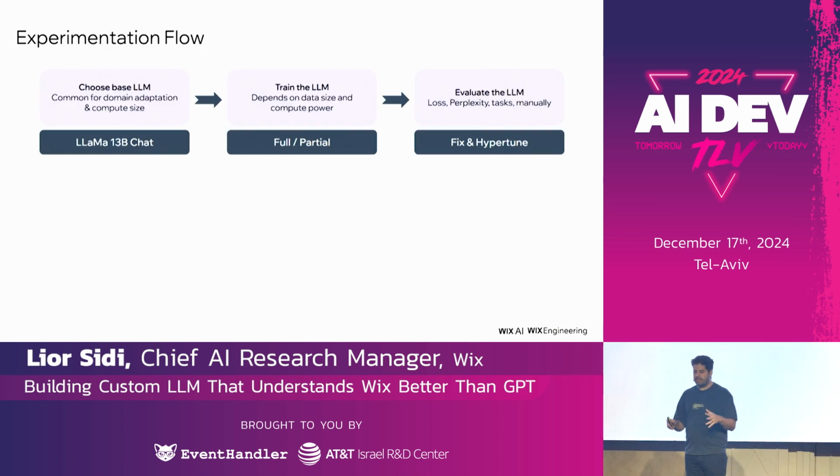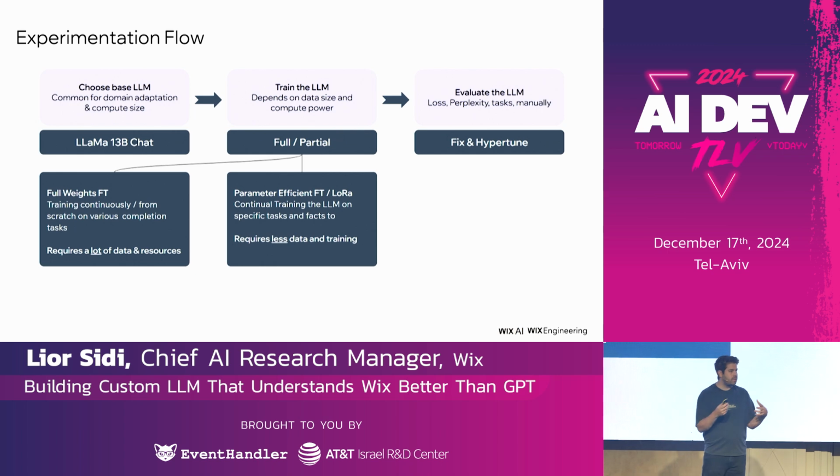we have like 3 steps. First of all, we want to choose the LLM that we presented, the base model. In our case, as I showed, we chose the Llama 13 billion chat. The reason we wanted the chat model is because eventually we want to serve the custom Wix model as a chat. This is the reason we chose it. If it was doing just general tasks, maybe I would choose a different model. Then we have the training process, and finally the evaluation.